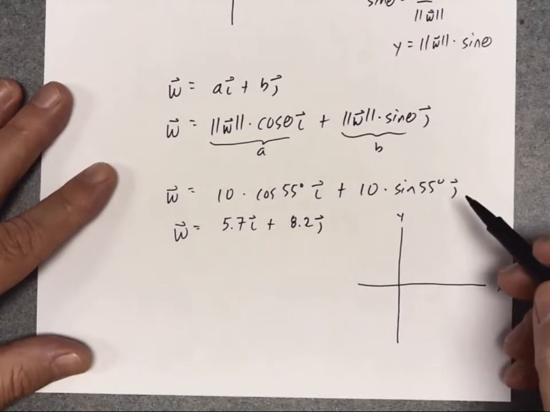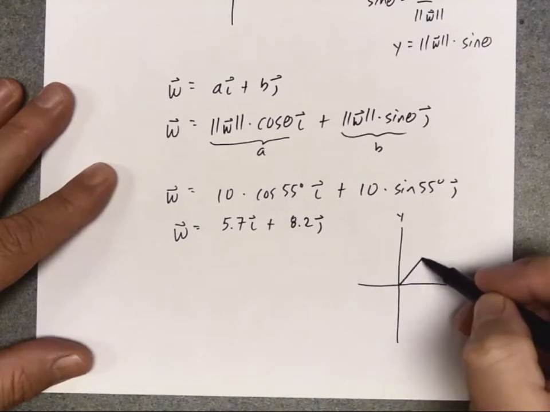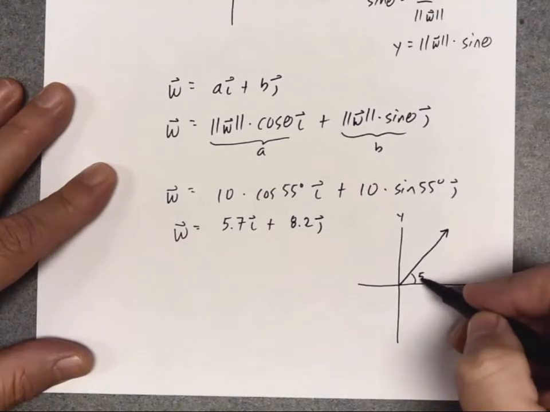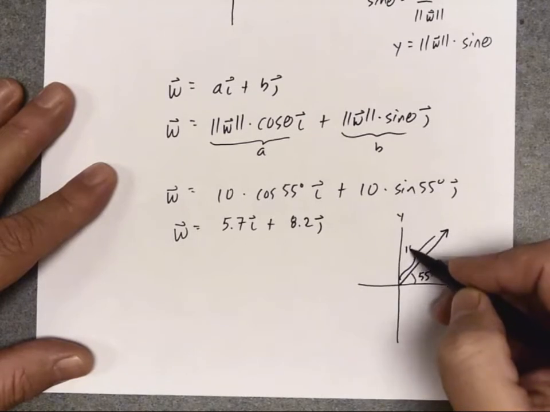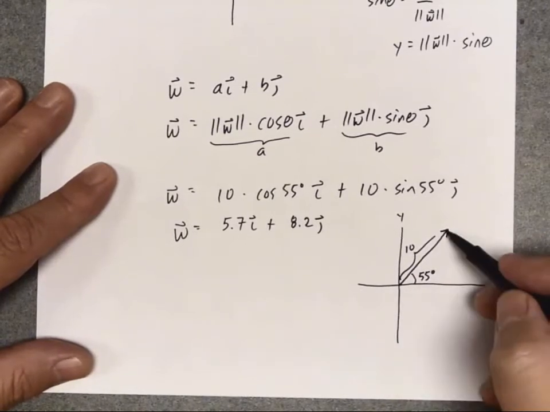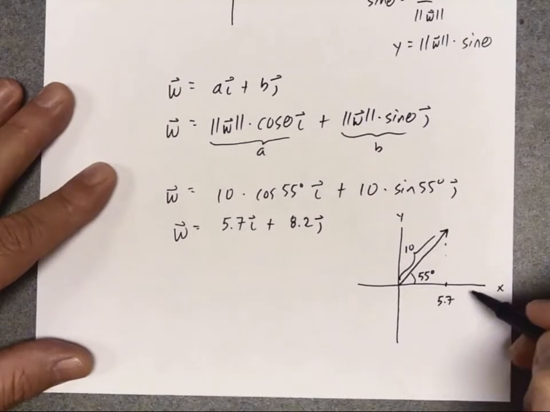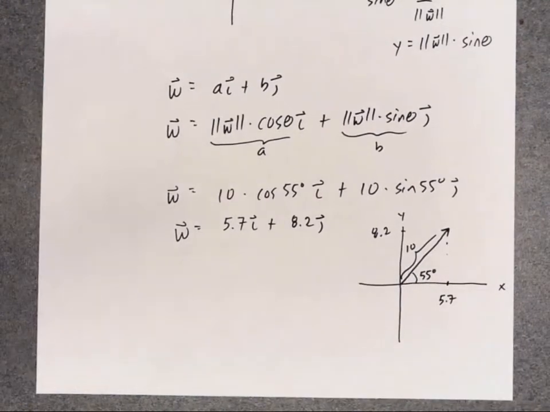And just for fun, if we did a quick sketch of this to see if those numbers look reasonable, my direction, 55 degrees, is maybe right, halfway is 45. Maybe I'll go like this. So if that's 55 degrees, and maybe that's a length of 10, it's sort of saying that down here, I'm 5.7, over here, 8.2, looks reasonable. All right, not too hard.